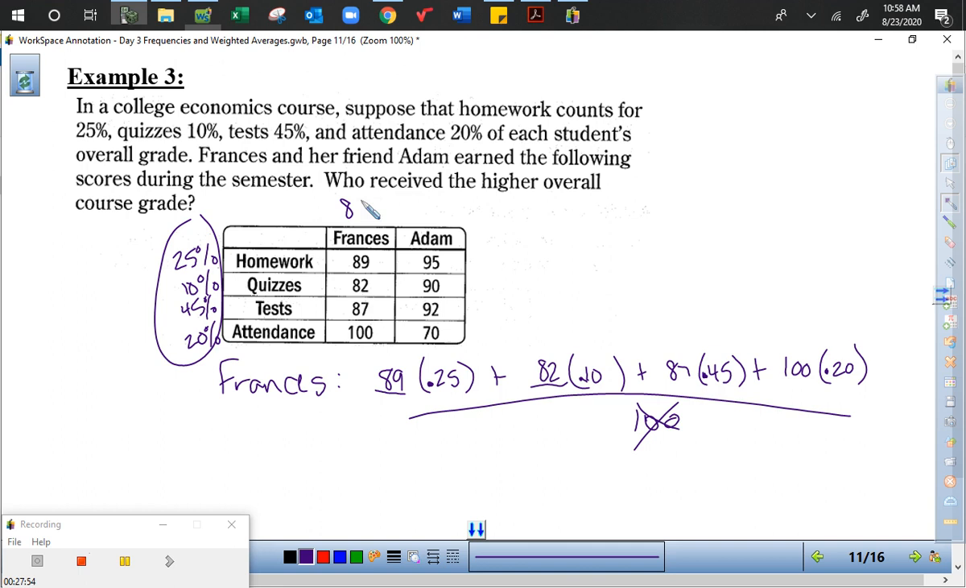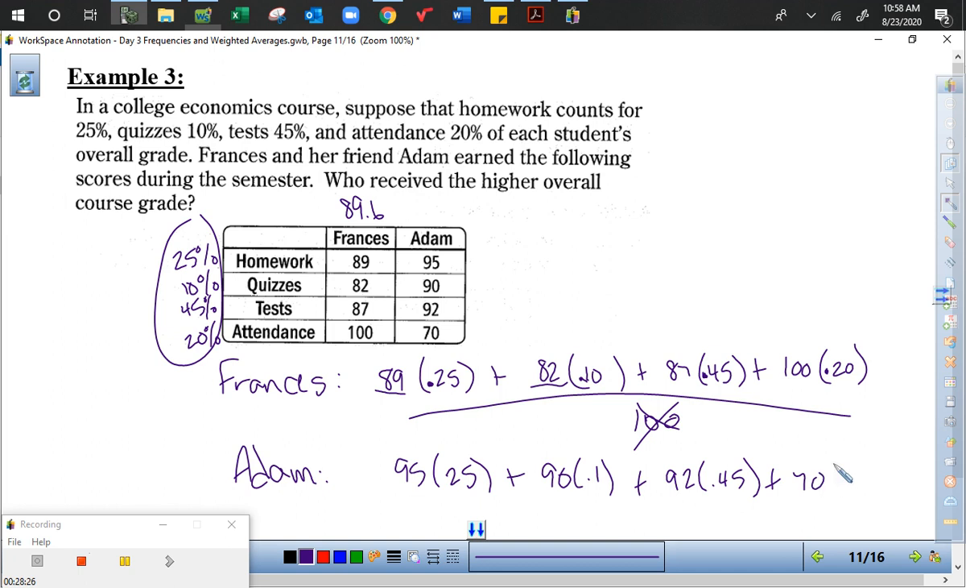Okay, she got an 89.6. We're going to do the same thing for Adam to compare his score. Okay, I want you to set this one up. Pause the video and get me that grade. We've got the same numbers here, but instead we're going to look at 95 times 0.25. We're going to look at 90 times 0.1. We're going to look at 92 times 0.45, and attendance last 70 at 0.2, and that gives Adam an 88.15.